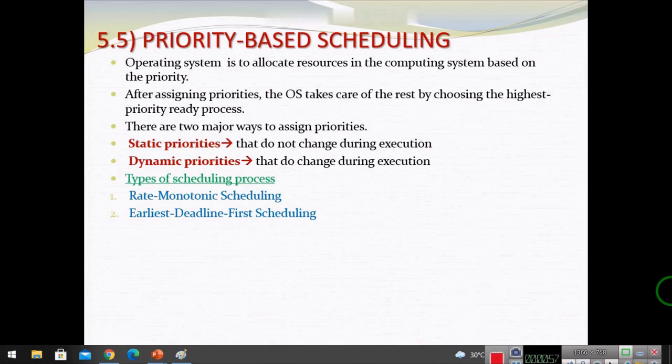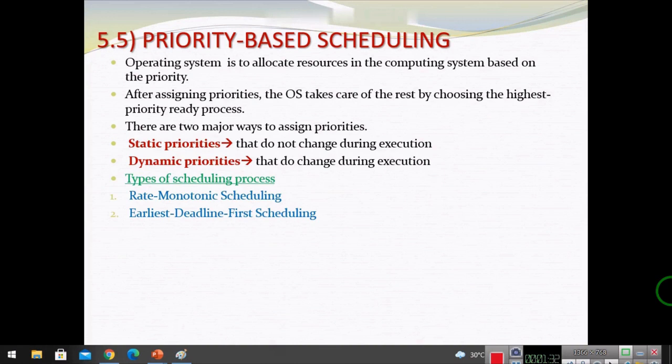Generally, the task will be executed by the processor by looking at the priority only. Here we can assign priority in two different ways. After assigning the priority, we don't have any option to change that particular priority. That is called static priority. The next one is dynamic priority. In the sense, we assign a priority, and during execution we have the option to change the priority value based on the execution or the deadline.